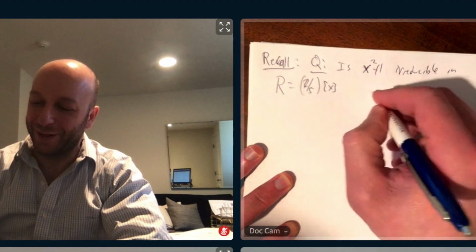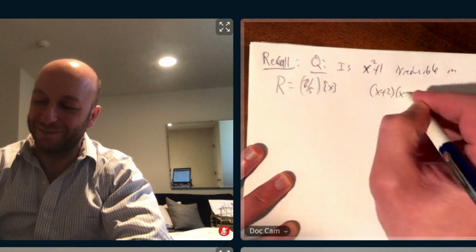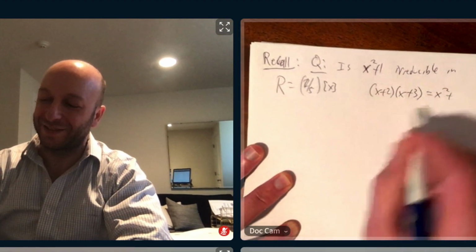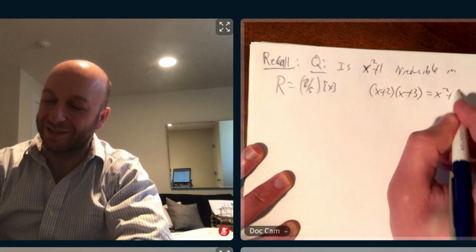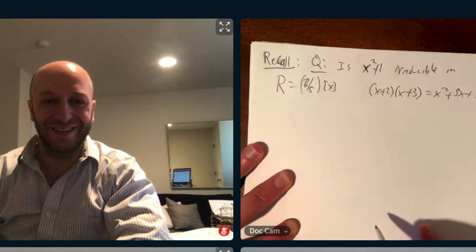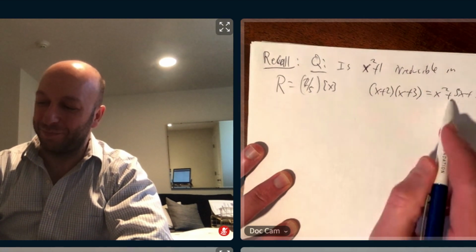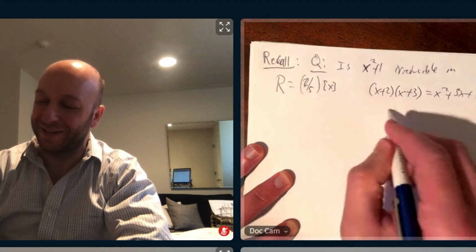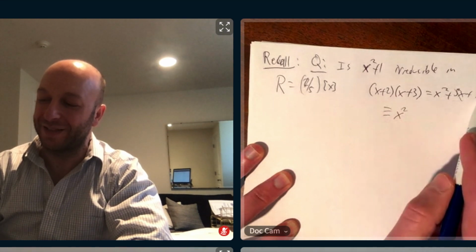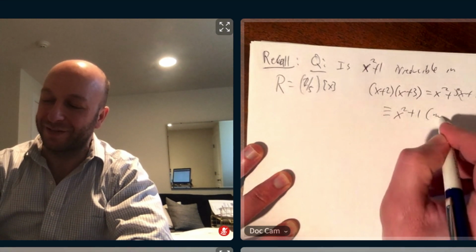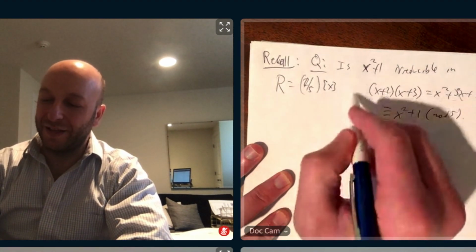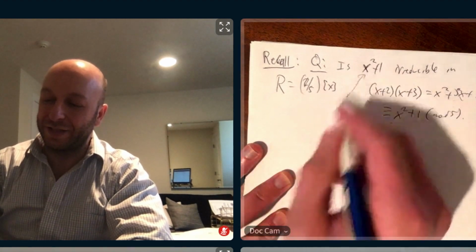Right. So if you look at x plus 2 times x plus 3, well, that's x squared plus 2x plus 3x, so that's 5x, plus 2 times 3 is 6. But we're working mod 5, and so mod 5, this is congruent to x squared plus 0, no x's, and 6 is 1 mod 5. And in fact, this has a root, so this factors.